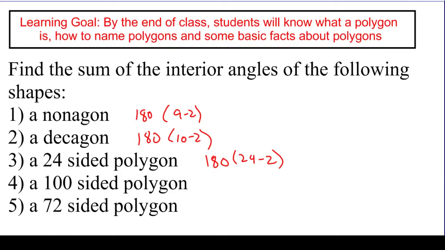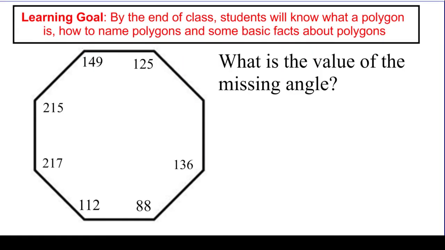We can expand on this idea and talk about finding the value of one missing angle. Looking at this picture, the first thing I need to figure out is the total number of degrees in this shape. As a suggestion, you might want to number the sides so you don't skip one accidentally. I see 1, 2, 3, 4, 5, 6, 7, 8 total sides in this shape. To figure out the total degrees, I say 180 times 8 minus 2, so it's really 180 times 6, which is equal to 1080 degrees.